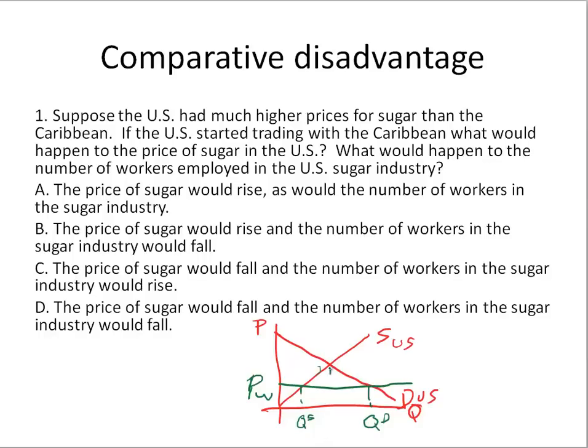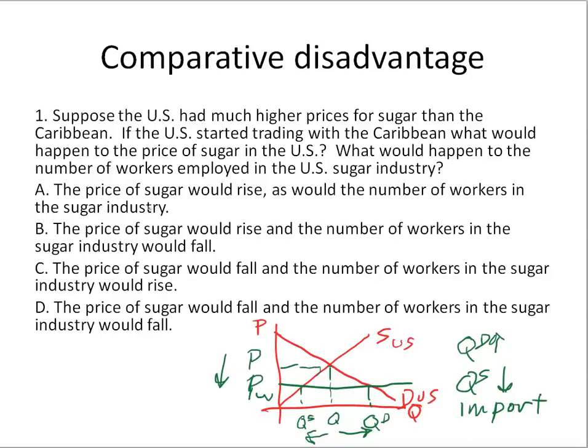So U.S. production, let's actually draw our original point right here. Here's the original quantity in the United States. Here's the original higher price. So price goes down. Domestic consumption goes up. Domestic production goes down. So in this case, it doesn't shift, it's just a movement along the curves. So quantity demanded in the United States goes up, quantity supplied goes down. This isn't a shortage, it's now imports.